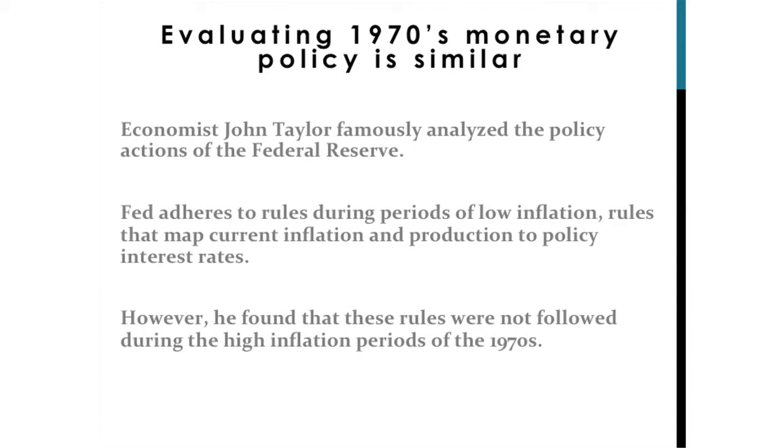So John Taylor, who's famous for the Taylor Rule, I don't know if you're familiar with this, analyzed the policy actions of the Federal Reserve. The thing is, the Fed adheres to certain rules during periods of inflation. They map inflation and production to policy interest rates. What he found was that the Federal Reserve Board of Governors didn't follow these rules during periods of high inflation in the 70s. But he made a crucial error when he was doing his research.